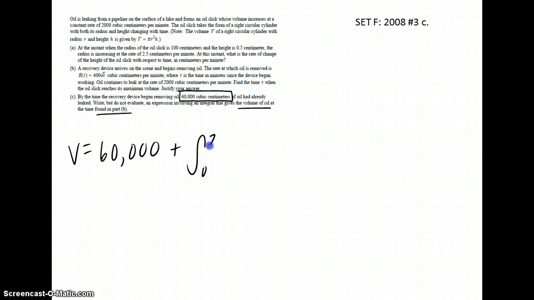So 0 to 25. And then what's the rate of change of the volume that we talked about? It leaks out at a rate of 2,000 cubic centimeters per minute. And we're taking away from that how much we're able to recover. And it doesn't ask for you to evaluate it, so that would be our final answer.